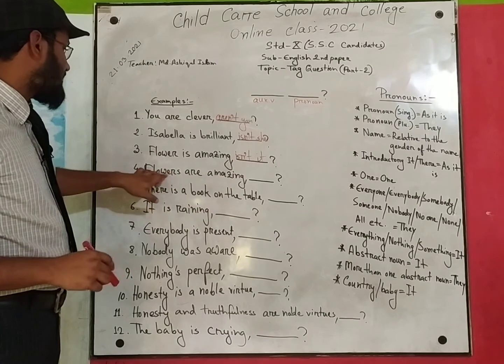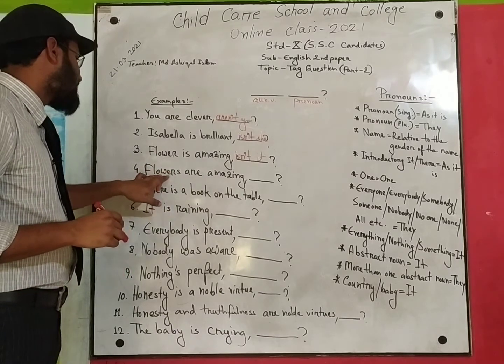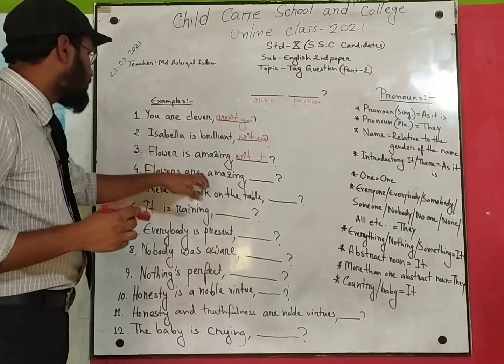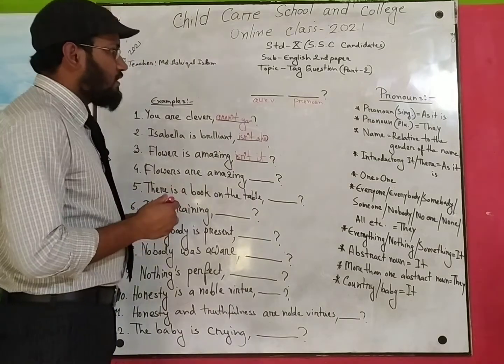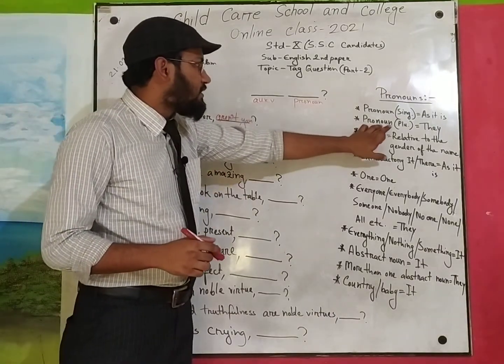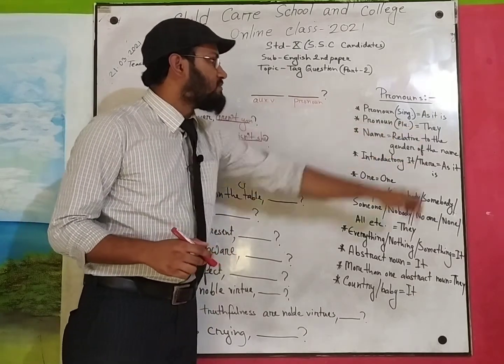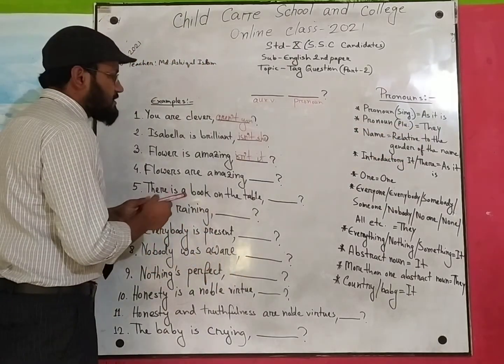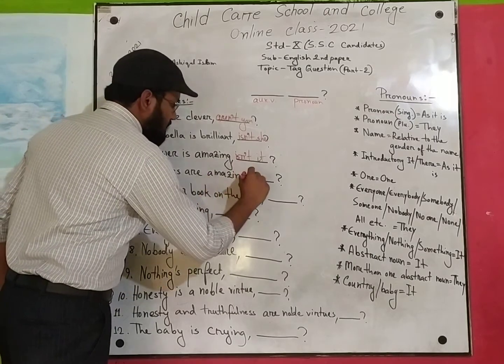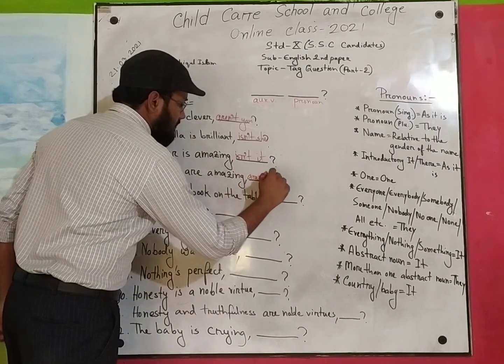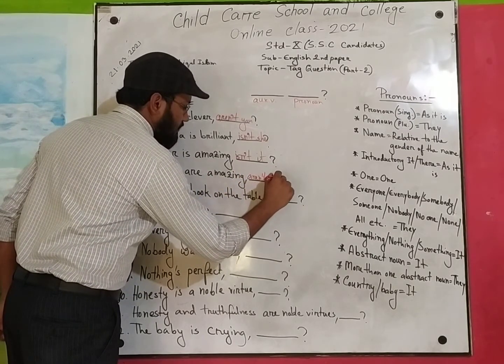The fourth one says, flowers are amazing. Now this one has an exception. Here the subject is in plural sense, so our answer should also be plural. Just like I said here, if the noun is in plural, we will use they. If the subject is plural, we will obviously use they. So our answer is aren't they.